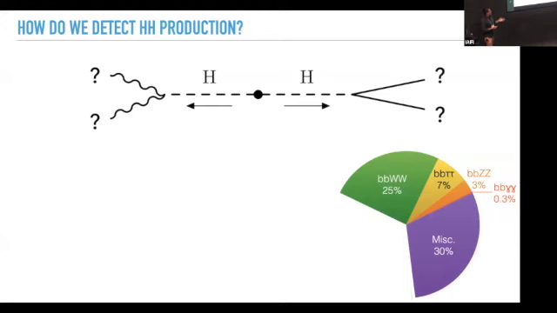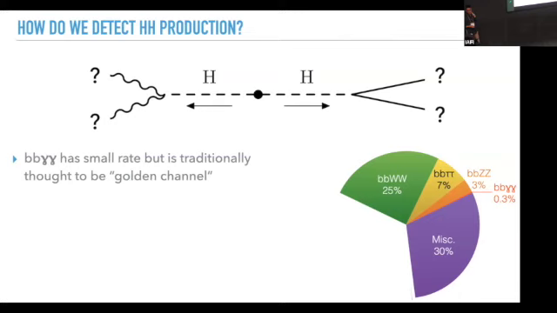Okay, so how do we detect di-Higgs production? For a long time, the bb gamma gamma channel, even though it has a small rate, so this is when a Higgs boson decays to two bottom quarks on one end, and on the other end it decays to two photons, was thought to be the golden channel, even though it has an exceptionally small rate. You can see there 0.3%, because you can measure photons really, really well, and so that's a very clean channel.